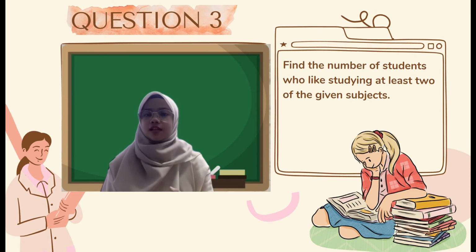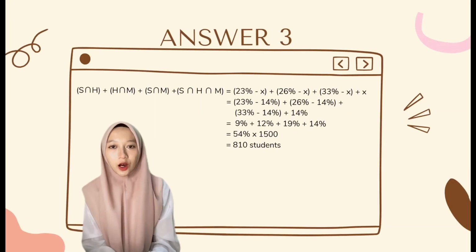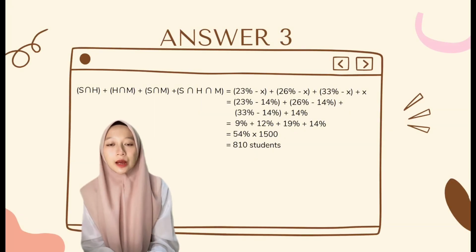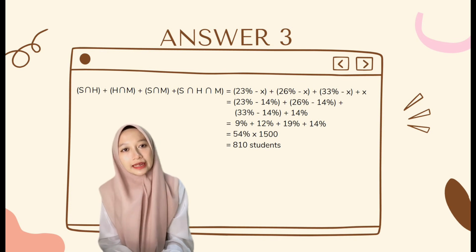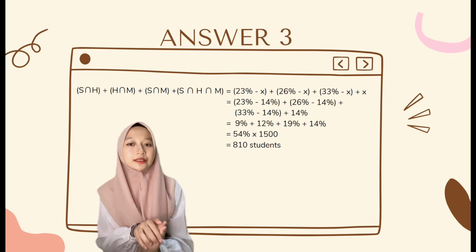Lastly, who can tell me the number of students who like studying at least 2 of the given subjects? We need to find the number of students S intersect H plus H intersect M plus S intersect M plus S intersect H intersect M, and we get the final answer is 810 students.